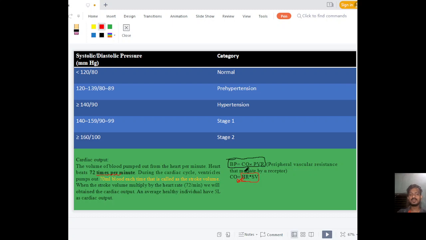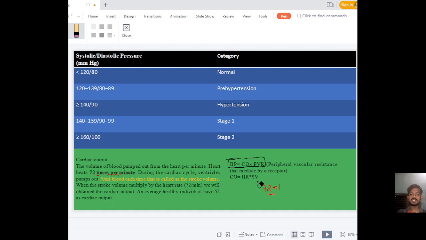Heart rate, you know, is 72 beats per minute, into stroke volume. Stroke volume means at each contraction of the ventricle, how much blood comes out. So if we calculate, we have 72 beats per minute. If 1 ml of blood comes out in a single stroke volume, the total is 72 ml, which is your cardiac output.